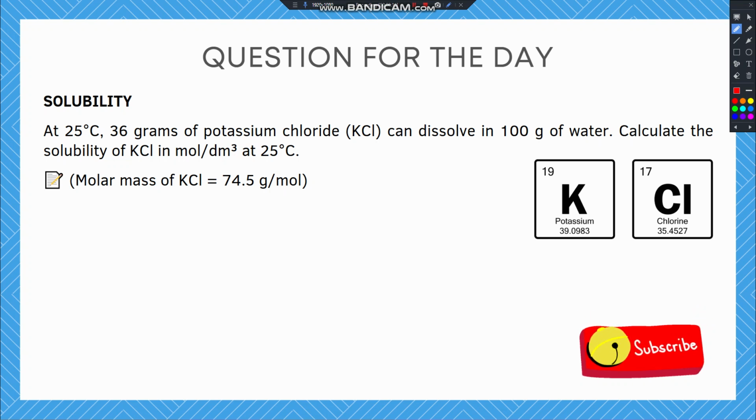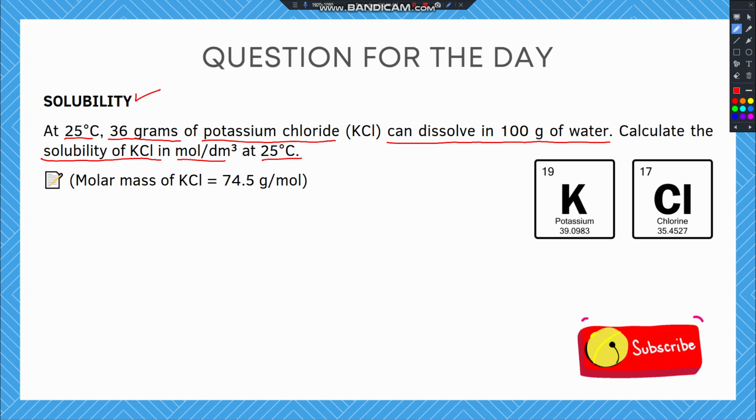And on today's episode, we're going to be dealing with a question that deals with the solubility of a substance. Now, the question on the screen starts off by saying at 25 degrees Celsius, 36 grams of potassium chloride, KCl, can dissolve in 100 grams of water. Calculate the solubility of KCl in moles per dm³ at 25 degrees Celsius.